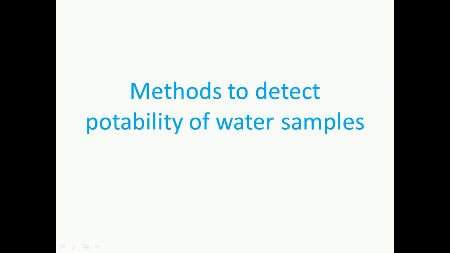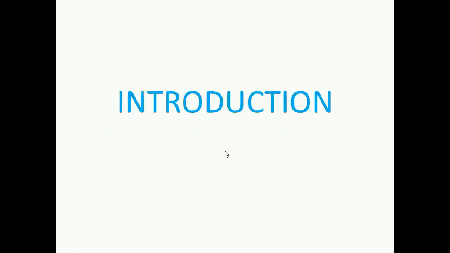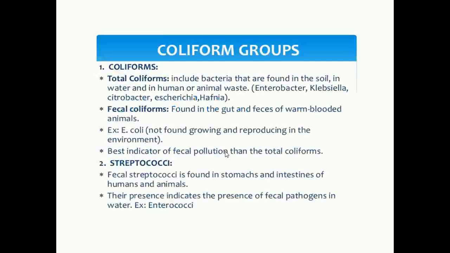Today we are discussing methods to detect potability of water samples. First one, introduction. Coliform groups. Coliforms, we are discussing total coliforms and fecal coliforms. Total coliforms include bacteria that are found in soil, in water and in human or animal waste materials.